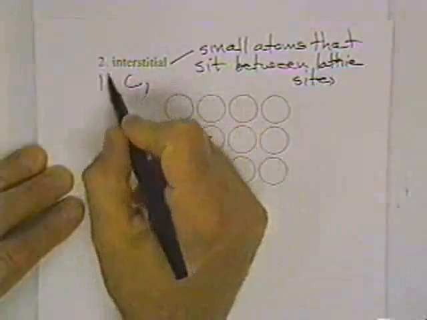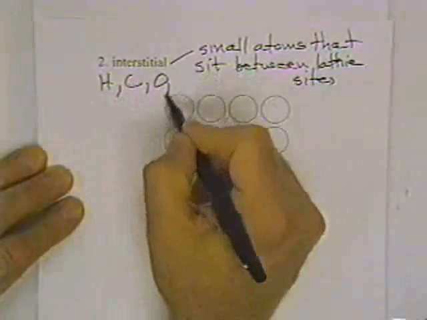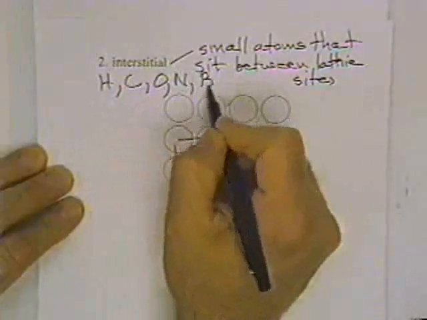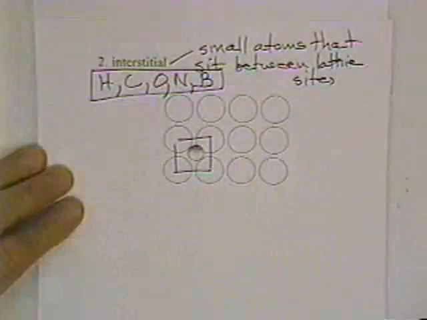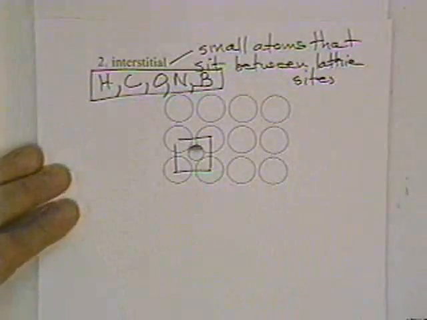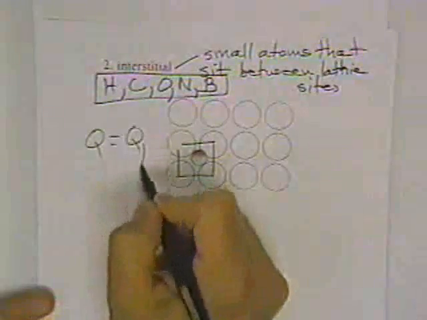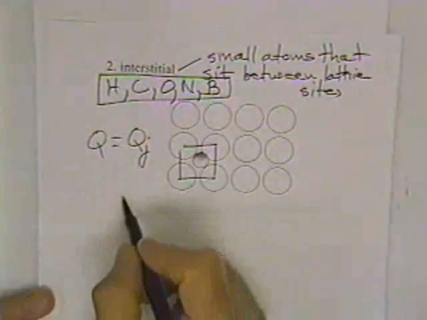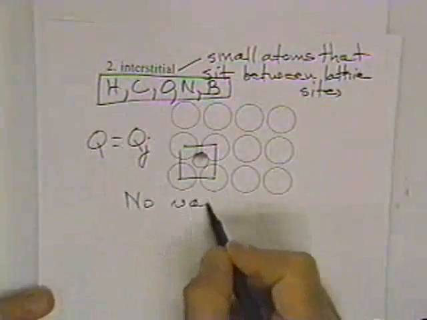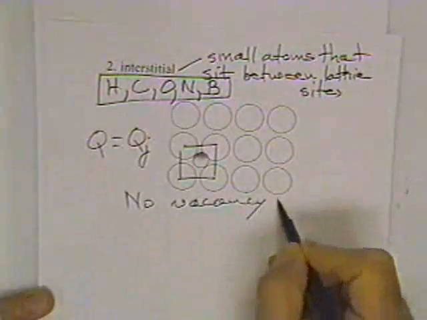Hydrogen, carbon, oxygen, nitrogen, and boron. Those are basically the interstitial atoms because they have to be small in diameter. They don't sit on a lattice site but in between lattice sites. Now the difference for the activation energy here is that Q is only equal to the energy to jump. You do not need a vacancy. So there's no vacancy needed.